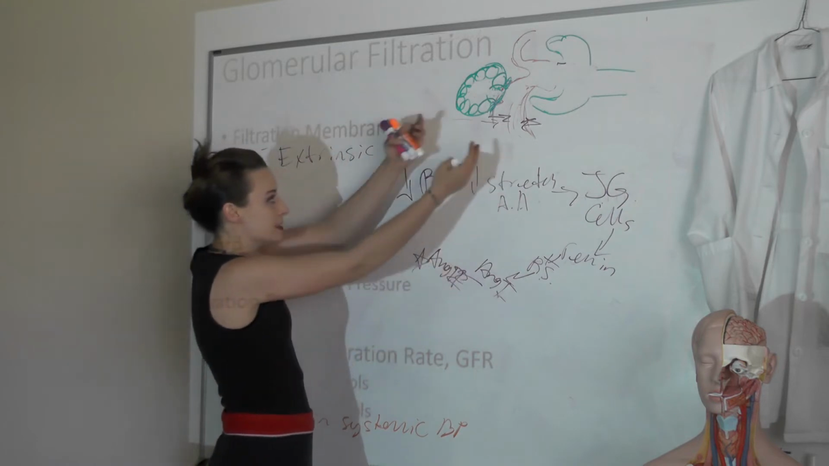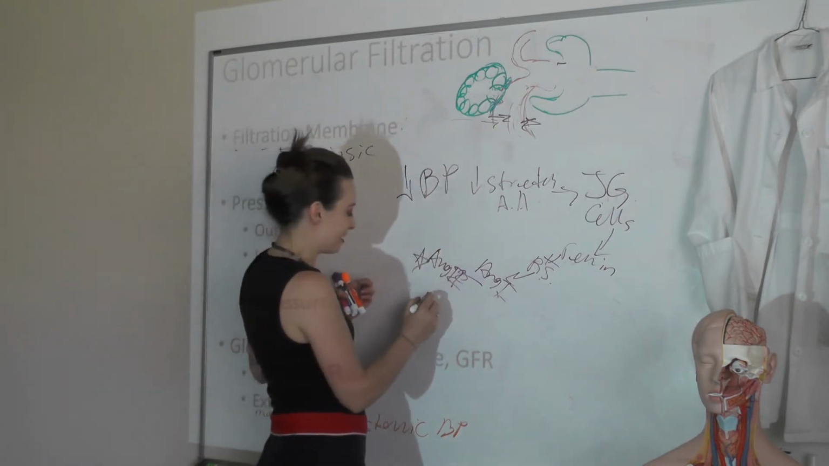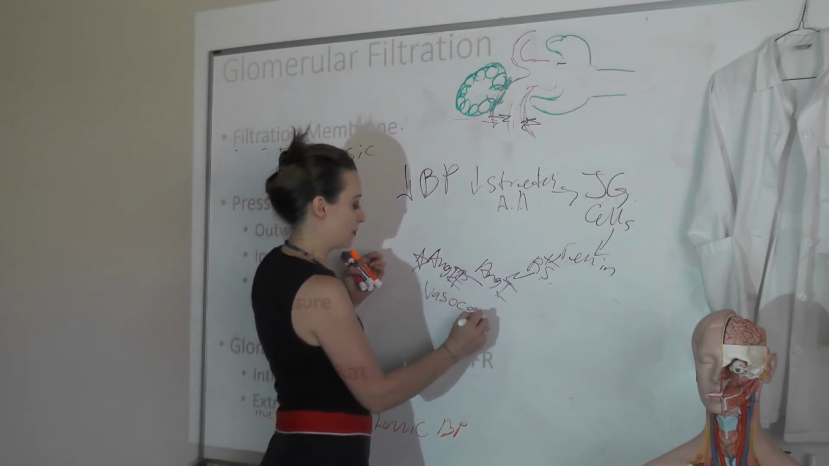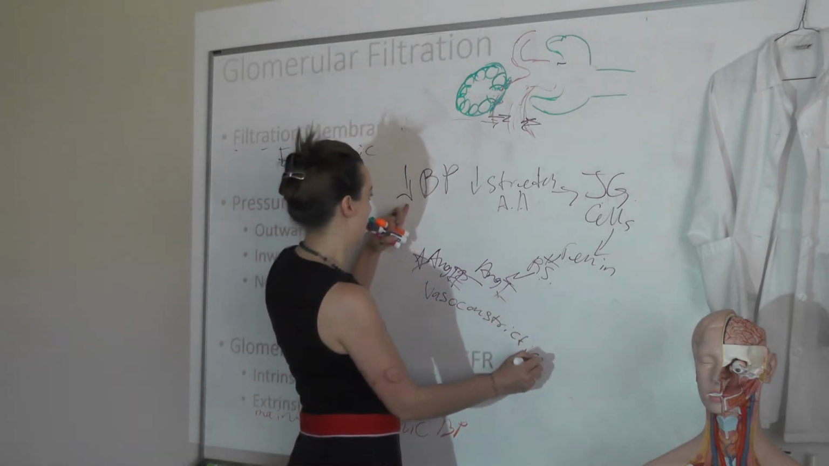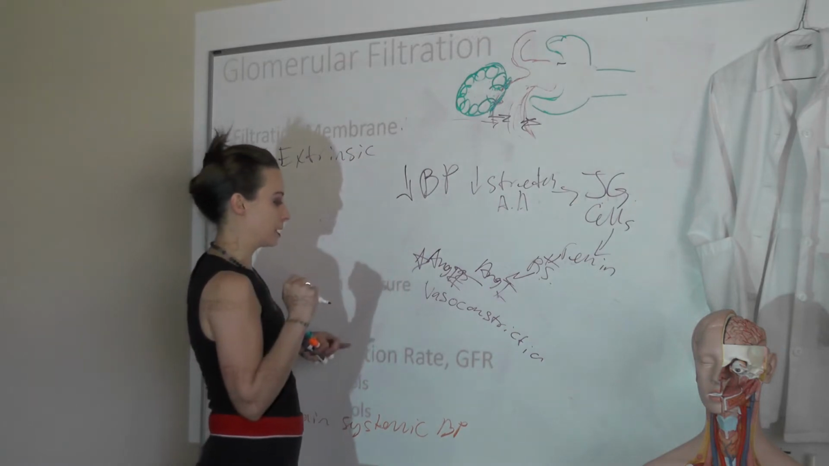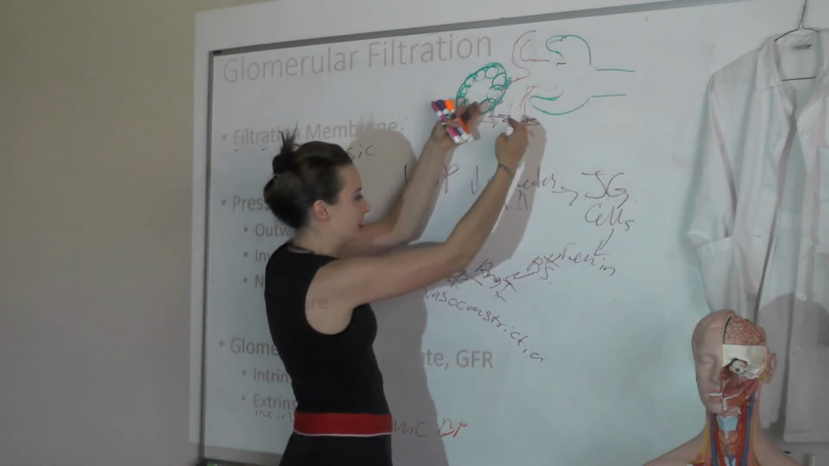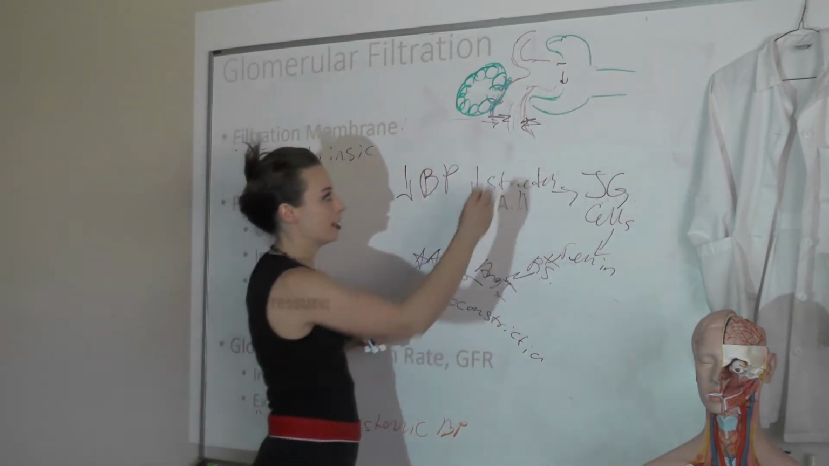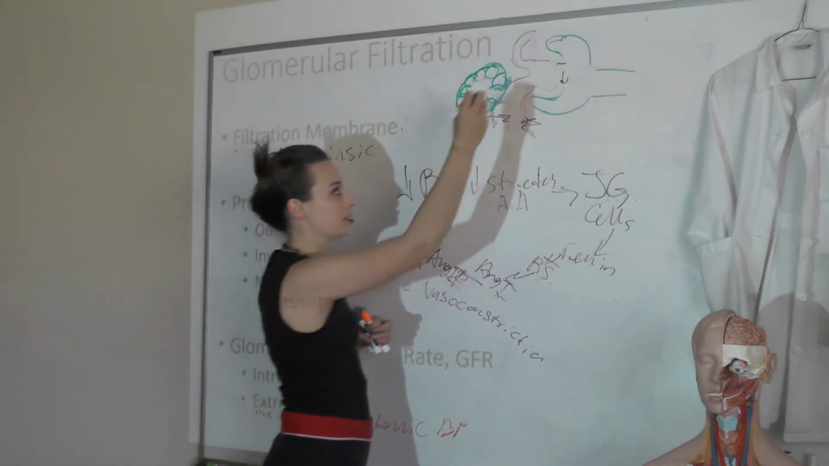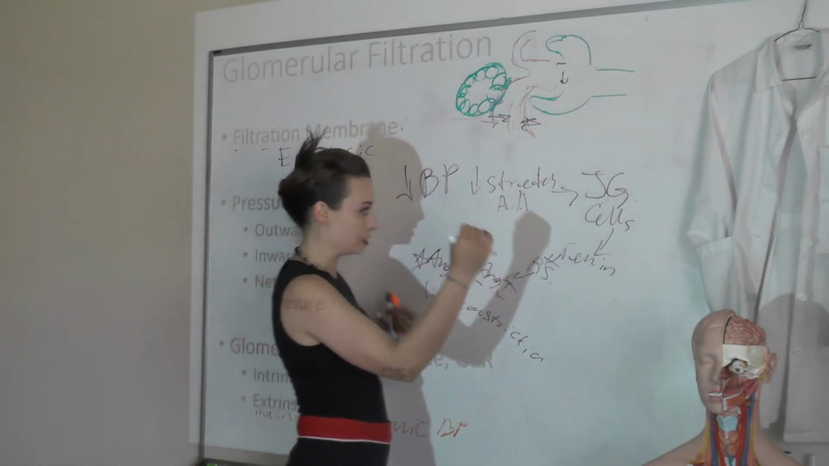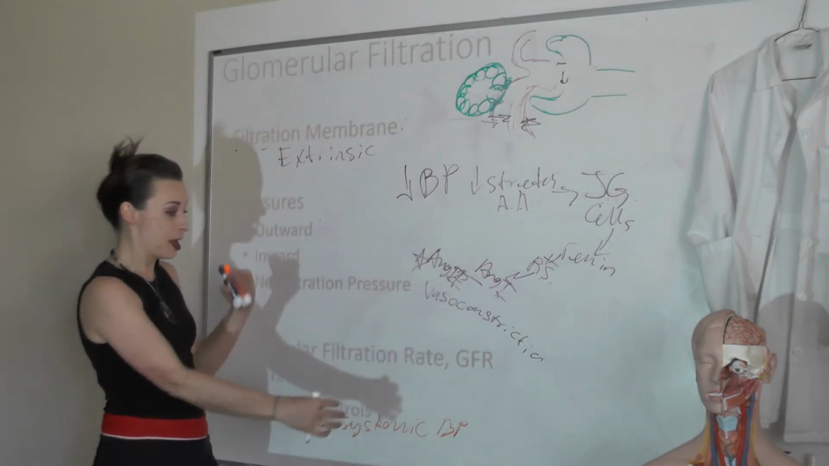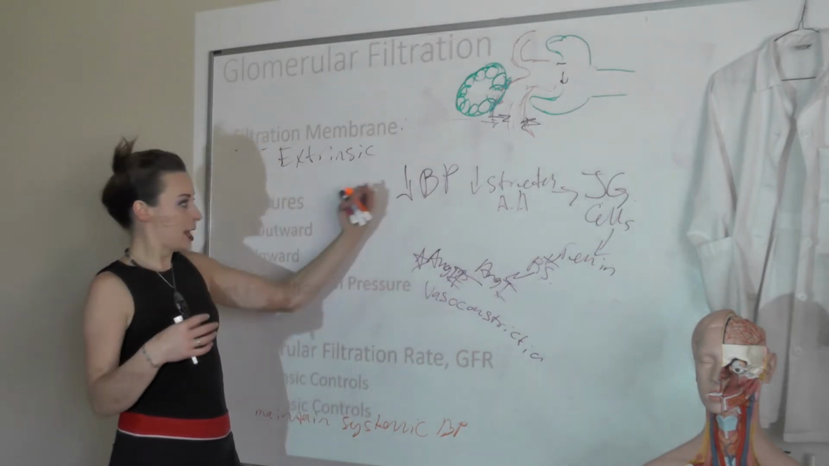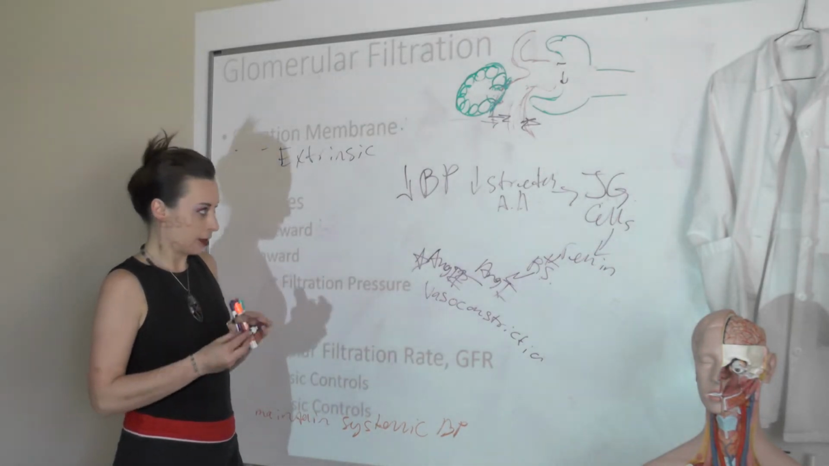Angiotensin 2 is a vasoconstrictor. So angiotensin 2 is going to stimulate vasoconstriction. That will increase total peripheral resistance, which will help to increase blood pressure. But if I stimulate vasoconstriction here, then I decrease my hydrostatic pressure out here, I decrease my net filtration pressure, I decrease my glomerular filtration rate, I decrease my urine production, I increase my blood volume. More blood through thinner vessels helps me increase my blood pressure.